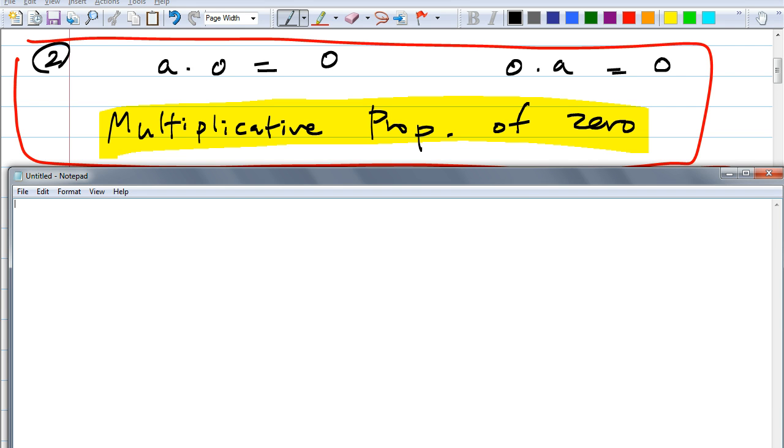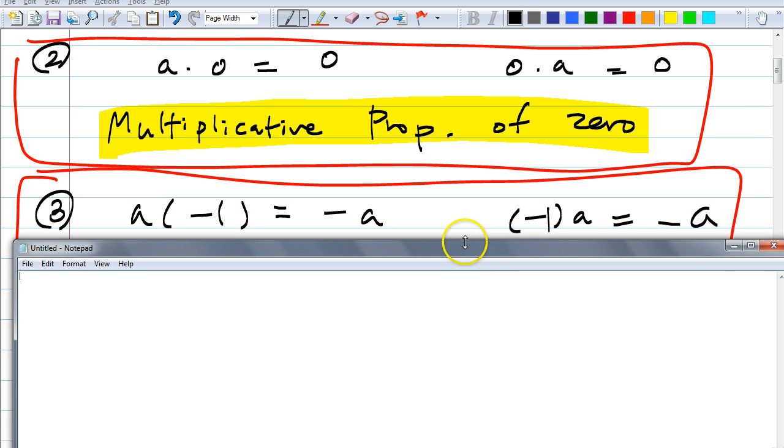What happens if you multiply a number by -1? What do you get? For example, if you multiply a times -1, what do you get? Spencer? Yeah, the opposite of that number. You get -a, don't you? And so the other way around: -1 times a, you still get -a.